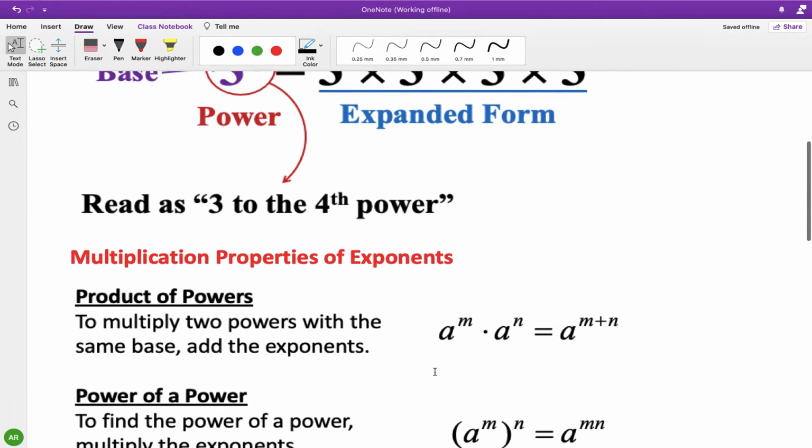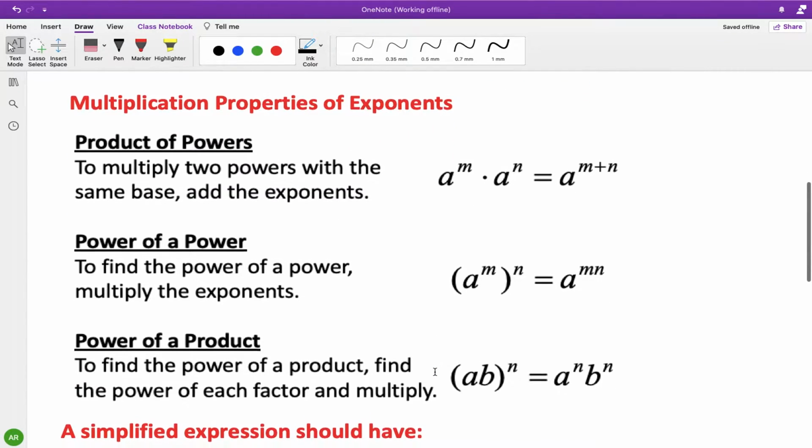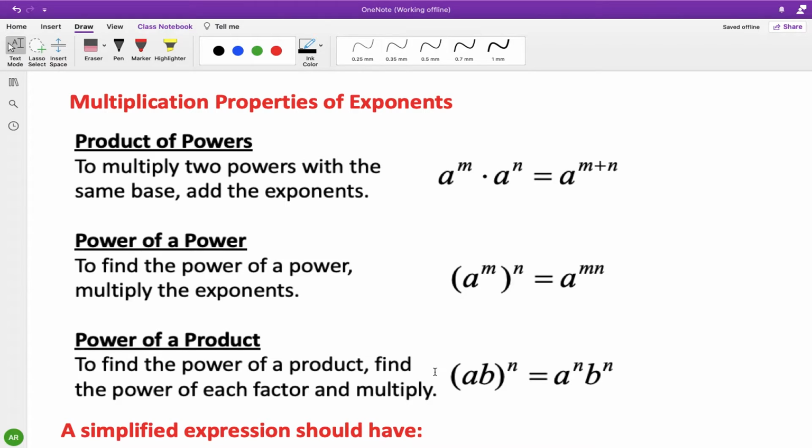Okay, let's look at some of these properties. Now, these might not make sense when we're going through the actual properties. Hopefully by the time we're going through examples in class today, you'll get it. So the first one is product of powers. Product means we're multiplying two things together. So to multiply two powers with the same base, you just add the exponents.